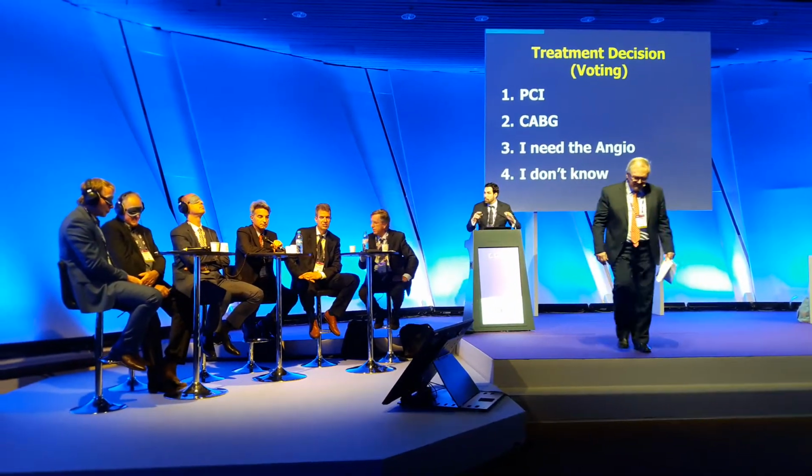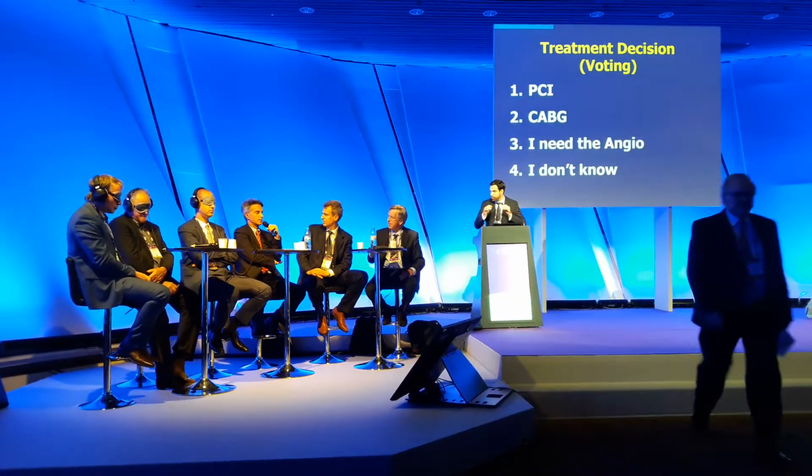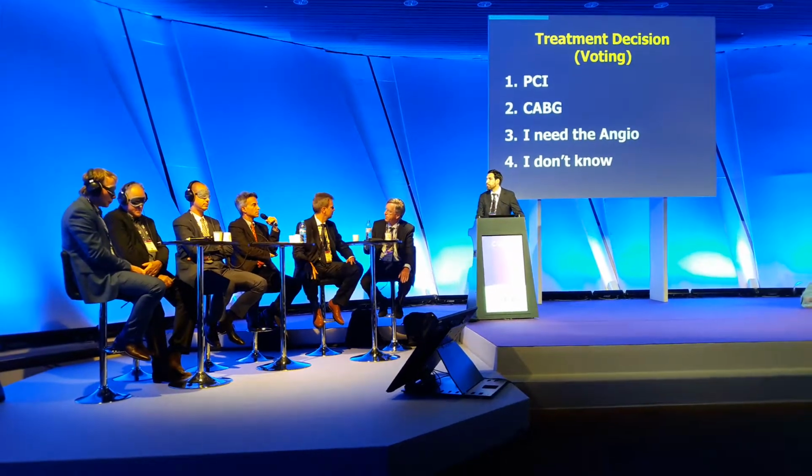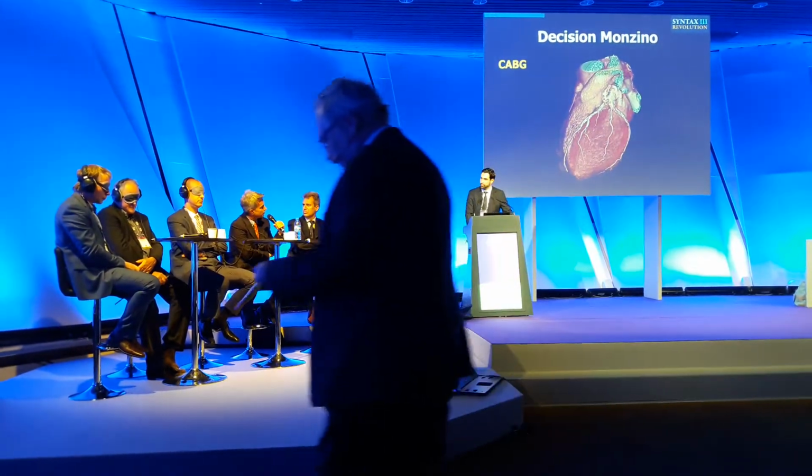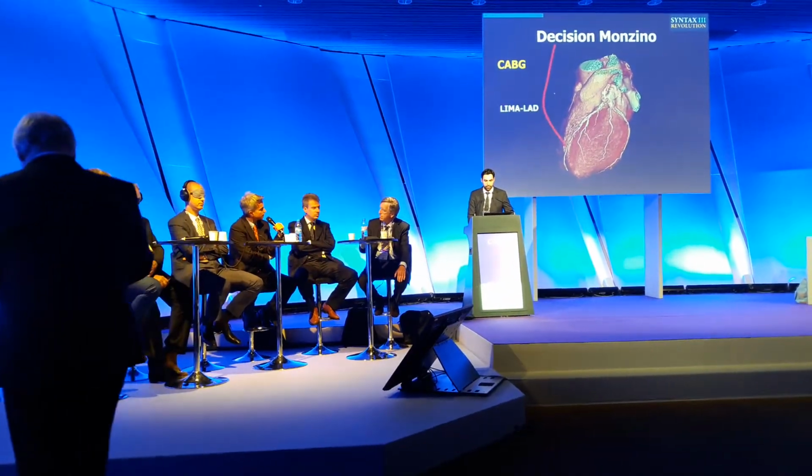Okay, Professor Pompilio, if I may ask, what is the decision of Monsino in this case? So the Monsino final heart team decision is CABG, with 2 grafts placed on LAD and obtuse margin.